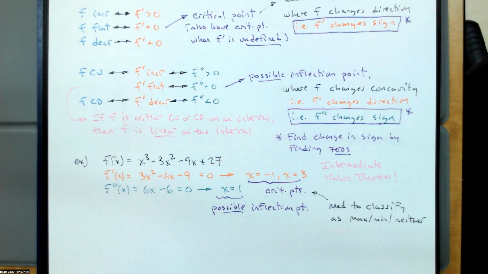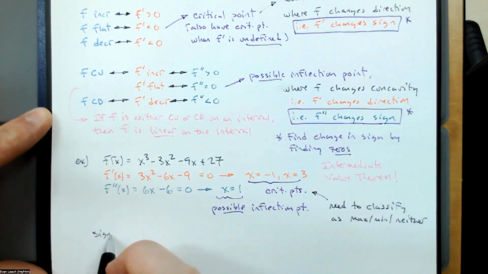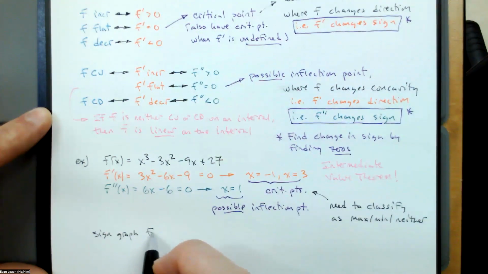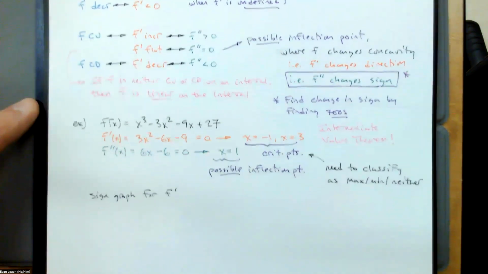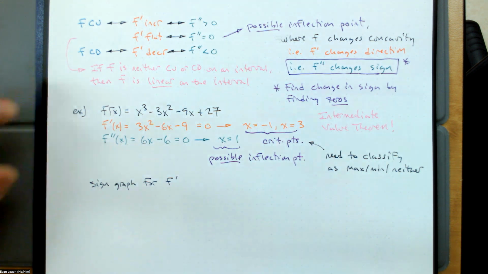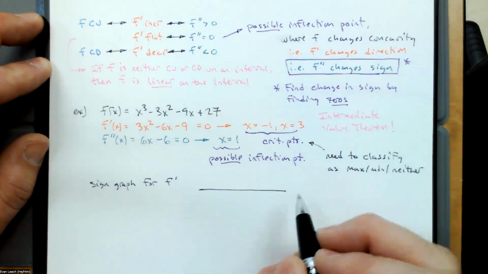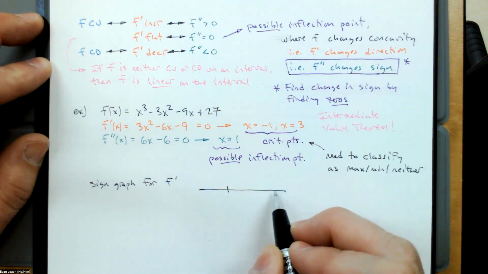So they need to be classified as a maximum, a minimum, or neither of them. What we're going to do is build a sign graph for the first derivative. So we found two points where the first derivative is equal to zero. So I'm just going to draw a number line. I'm not concerned about what the function looks like or the derivative looks like. I'm just going to draw a number line and mark my critical points.